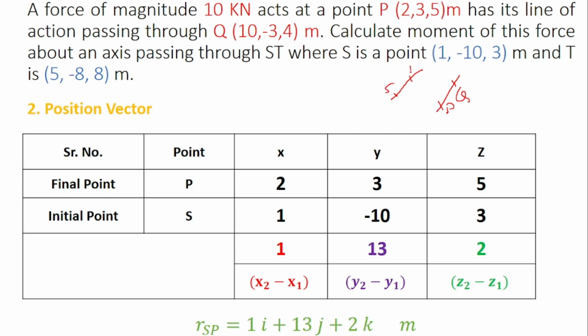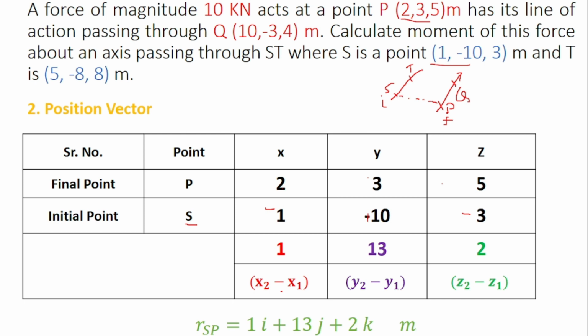So as we have discussed, connect the initial point of this line with the initial point of the force. So connect S and P. Here the initial point for this position vector is S and the final point is P. So P is written first here. Coordinates of P are 2, 3, 5. Coordinates of point S are 1, minus 10, 3. So 2 minus 1, 1. 3 minus minus 10, so this minus becomes plus and it becomes 13. 5 minus 3, so it is 2.